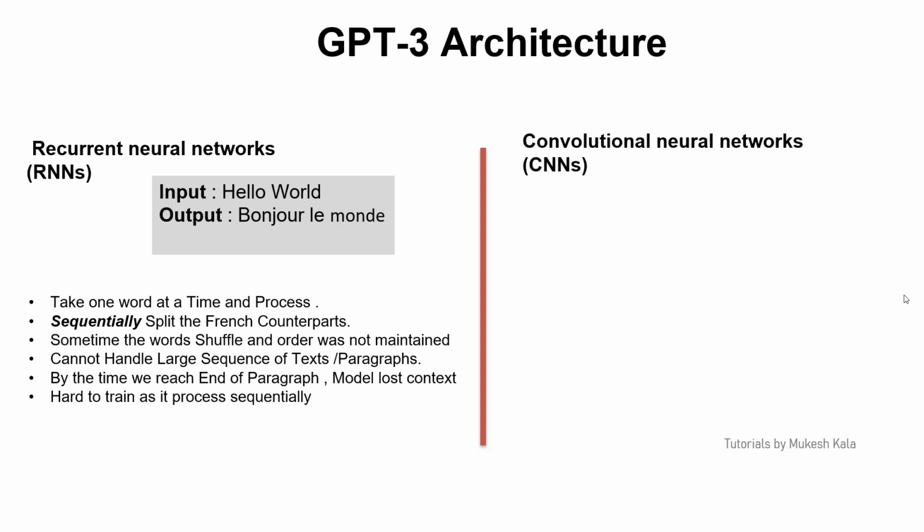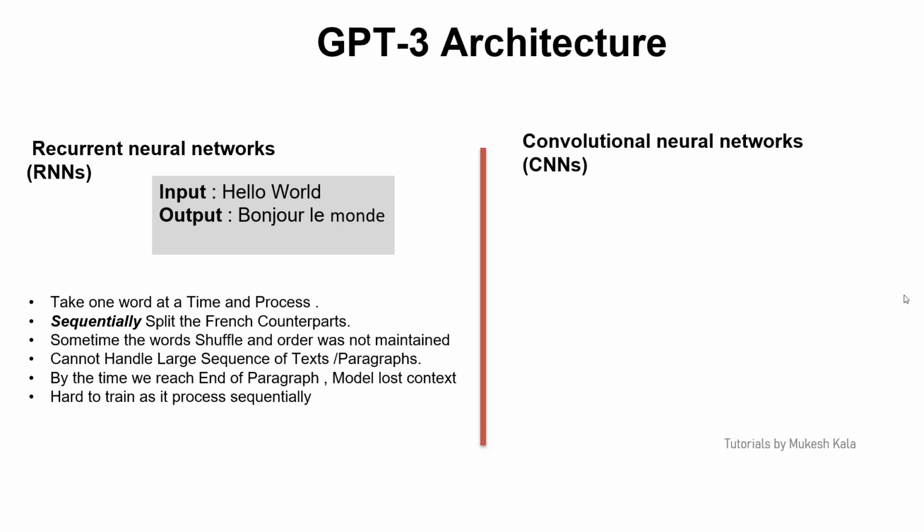Now, sometimes what might happen is the words get shuffled and the output which you get is not proper, whatever you require. The other problem with the RNN was that it cannot handle a large sequence of text or paragraph. So for example, if I have given a large paragraph, by the time it reaches the end of the paragraph, the model has lost the context. Now what exactly is the context? Basically, to convert a sentence or paragraph from one language to another language, the model needs to understand the context. But since it is converting one word by one word, sometimes when the paragraph is long, the model used to lose the context.